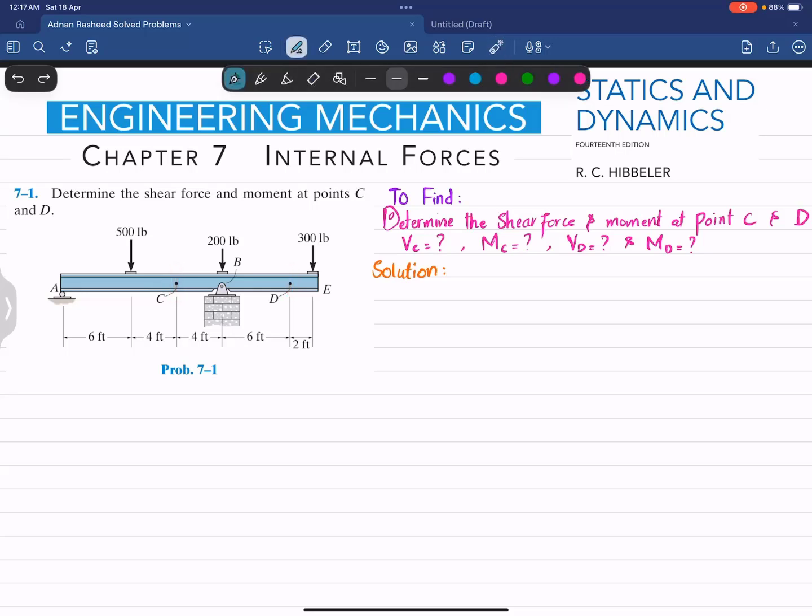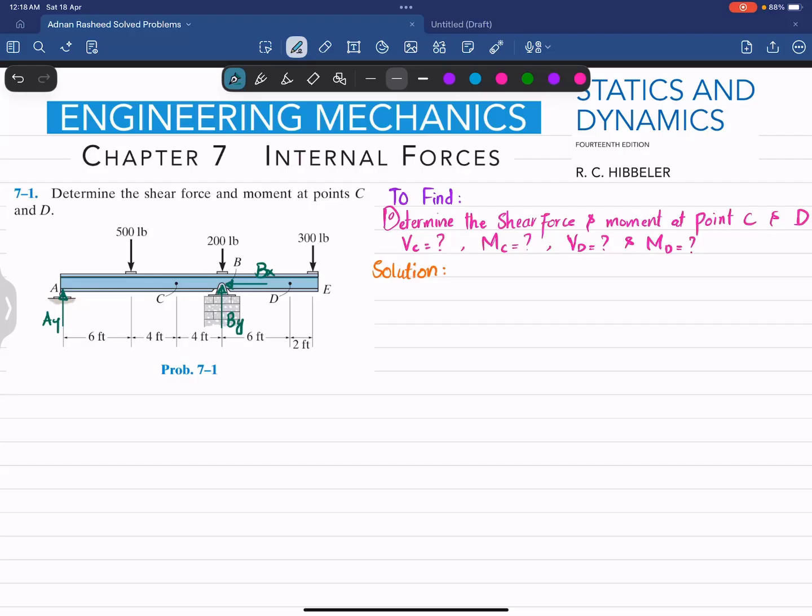What will be the first step? First step is that if you remove this roller support at point A, you will be having a reaction force which will be represented as Ay. Similarly, if you remove this pin support at point B, you will be having a vertical reaction force which will be represented as By, and there will be a horizontal reaction force as well, which will be represented as Bx. So we will find this Bx, By and Ay by using equations of equilibrium.